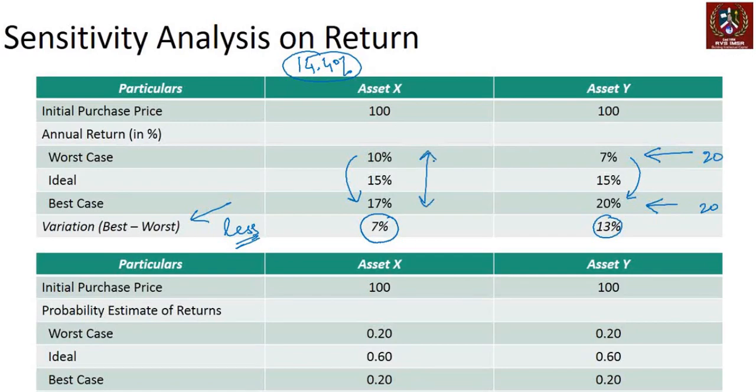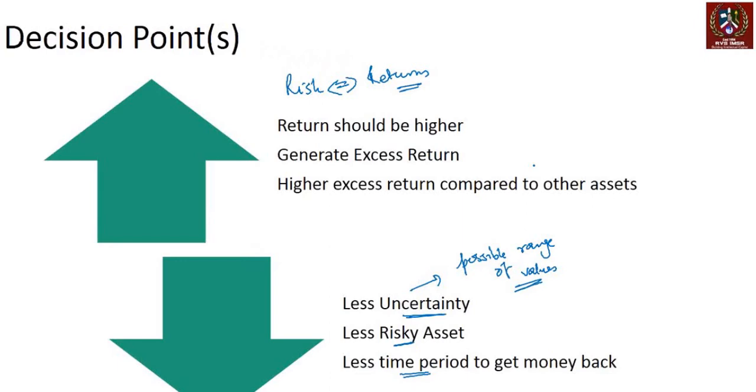Now, remember, that's a subjective analysis. Sometimes people might say they want a big range of outcomes. It depends completely on what your choice or requirement is, right? So that's the broad definition of what's risk and what's return, what's uncertainty. In subsequent videos, we're going to try and quantify this concept of risk as we go along.